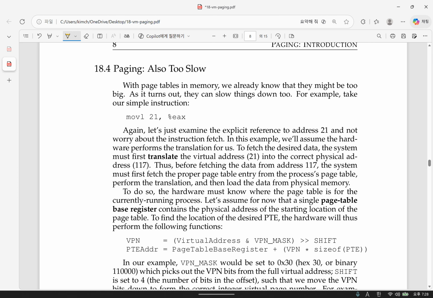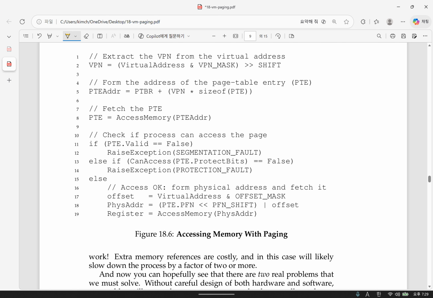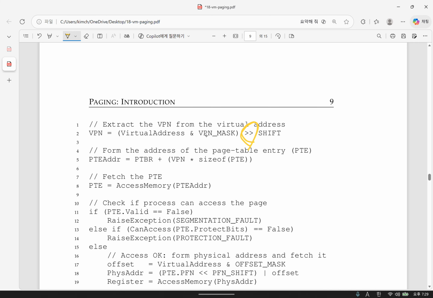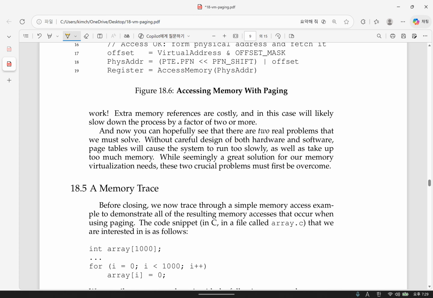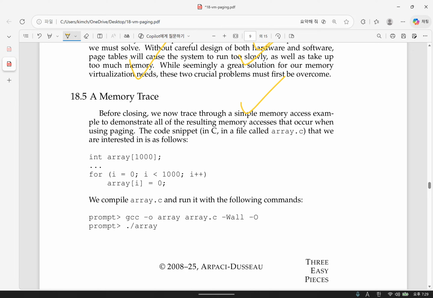And here we see how page tables can slow things down too. They say we have two real problems: they run too slowly and take up too much memory. And then we're going to do some exercises.